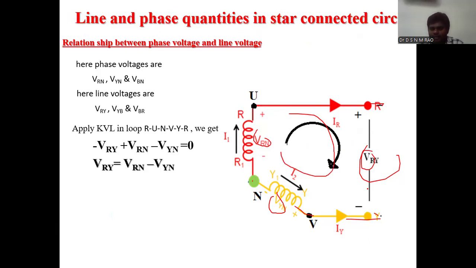So minus VRY minus VYN plus VRN equals 0. The algebraic sum of all branch voltages in a closed mesh equals 0. So VRY equals VRN minus VYN. The line voltage is the voltage between the two lines, between the R phase and Y phase. VRY equals the vector difference between the two phase voltages.